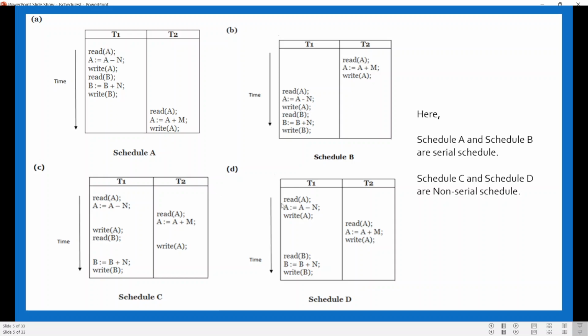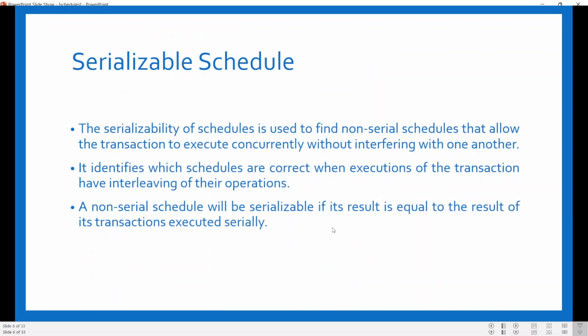So here, serializable schedule means if we can make this non-serial schedule into a serial schedule by swapping, then it is a serializable schedule. So if we can swap these operations and make this one serial schedule, then the serializability of schedules is to find non-serial schedules. Actually, we can find some non-serial schedules that allow the transactions to execute concurrently.